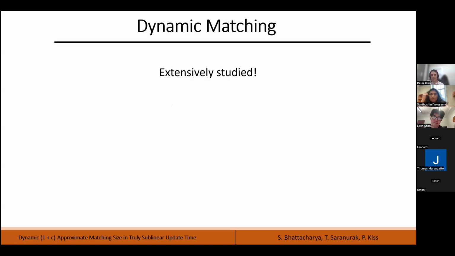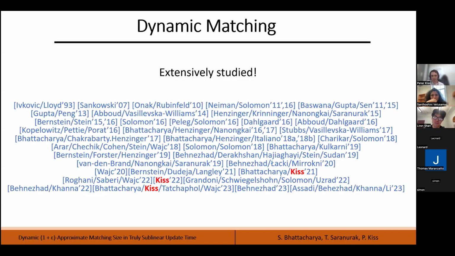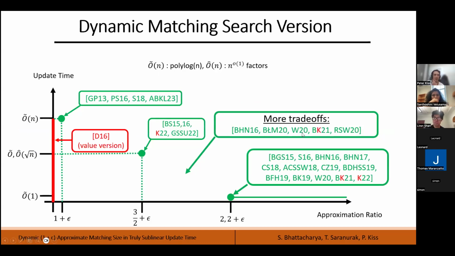Well, for dynamic matching, it can be said that it's extensively studied. These are, I think, all of the papers up to the publication point, and there were papers since. So there is a complicated landscape of results to talk about here. And this is for the search version, where we actually maintain a matching. A long line of papers were considering polylogarithmic update time, which is essentially optimal. Obviously, can't hope for much more than that. That's the holy grail in dynamic algorithms.